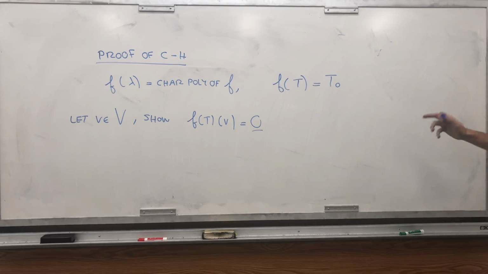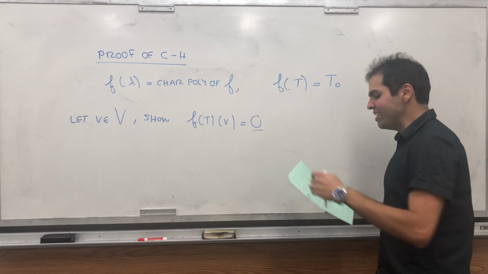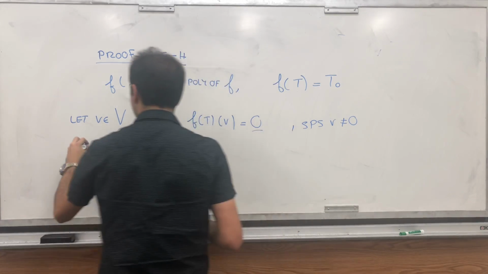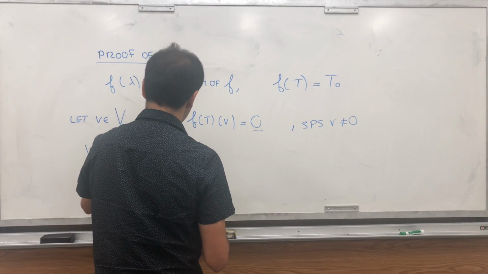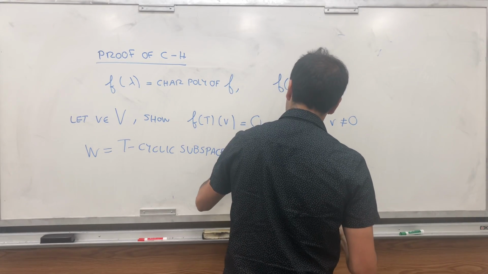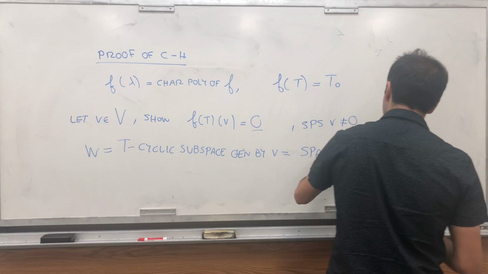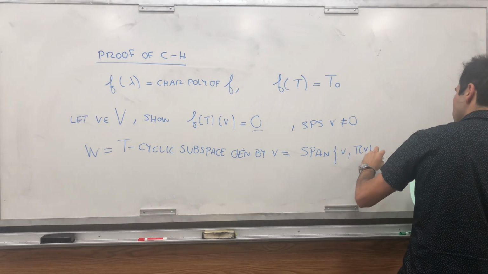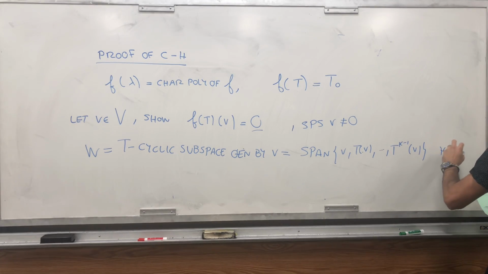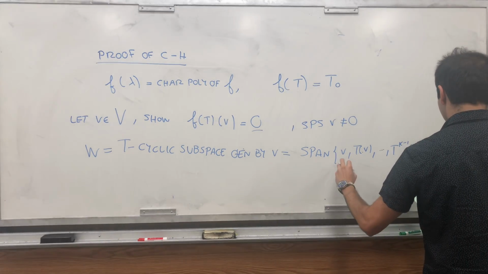Now, this is obvious if v is 0, because f(T) of 0 is just 0. So assume that v is non-zero. And let W be the T-cyclic subspace generated by v. So in other words, it's the span of v, T(v), up to T^{k-1}(v), where k is the dimension of W, which is less than or equal to n, because W is a subspace of V, and that's by lemma 2a.